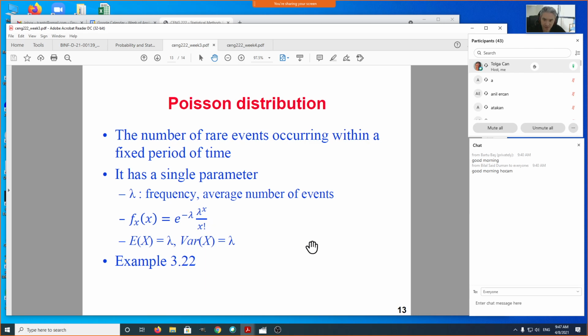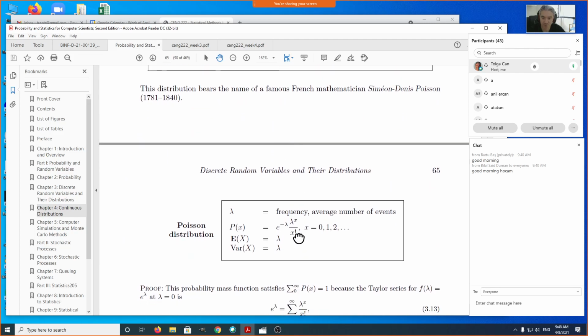The one thing that we need to be careful about when we are solving Poisson-related problems, we are going to see in this example. So I don't want to just spoil the example now. Let's go ahead and take a look at example 3.22.